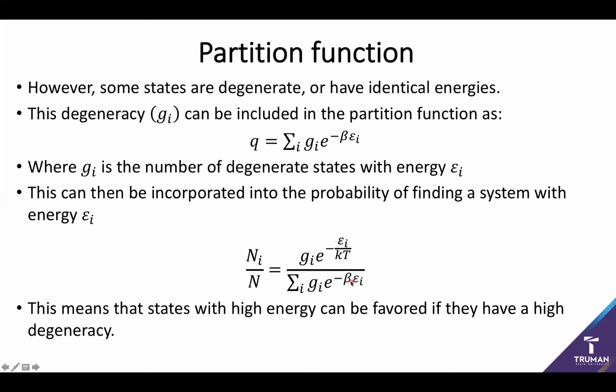So one of the things that this really helps show is that we can tend to favor energy levels that are higher in energy than we would normally think, as long as they have a high degeneracy. So if I have a highly degenerate energy level, even if any individual state is unfavorable, the energy level as a whole can become very favorable due to this extra factor.